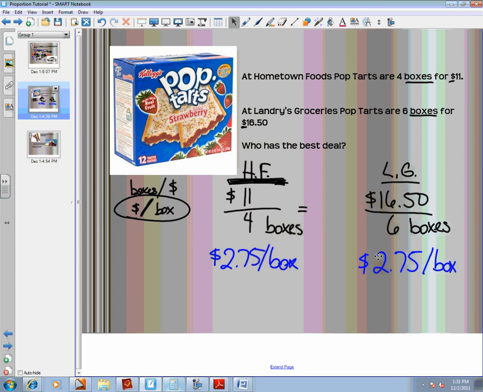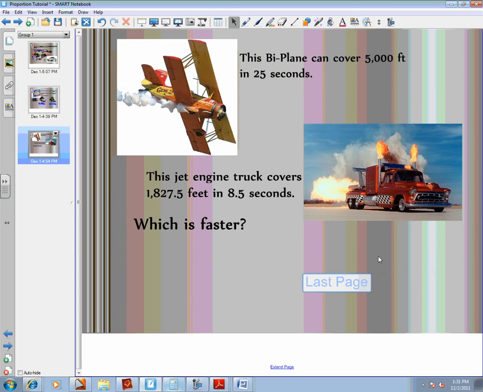So who's got the best deal? I would say whatever store is closer to your house, where you have to drive less, go to that one. So they're the same. You can break it down per 1 box. They're both $2.75 a box. Go either place. All right. Let's move on to the next problem.